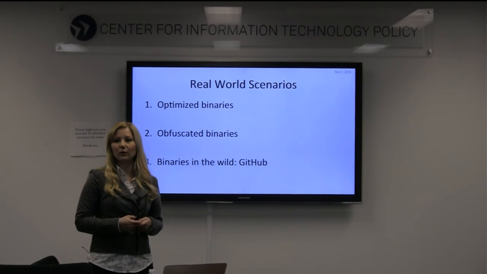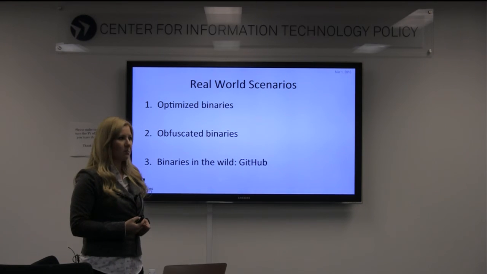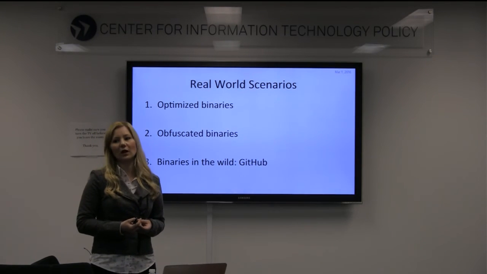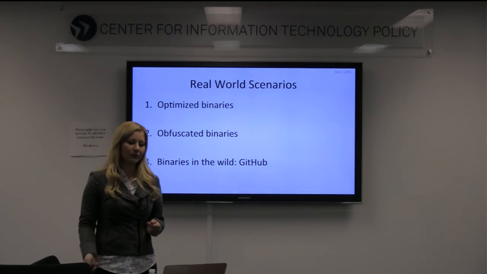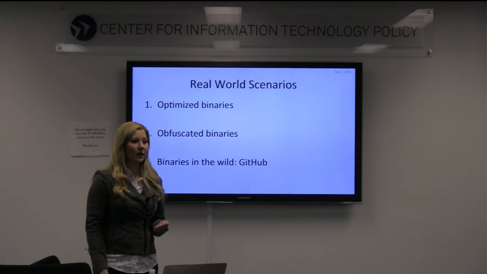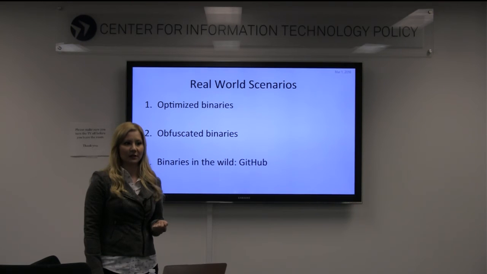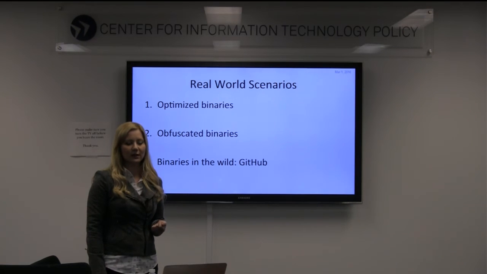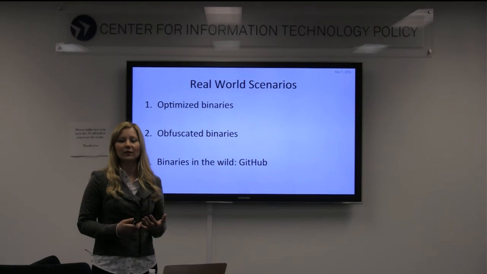In the second real-world case, we will look at obfuscated binaries. For example, once you see malware in the wild, it's usually obfuscated so that you can't understand that it's malware. And also we wanted to analyze what happens with binaries in the wild. For example, what happens with open source contributors, like GitHub contributors? Can we still de-anonymize them even though their data sets are usually very noisy?